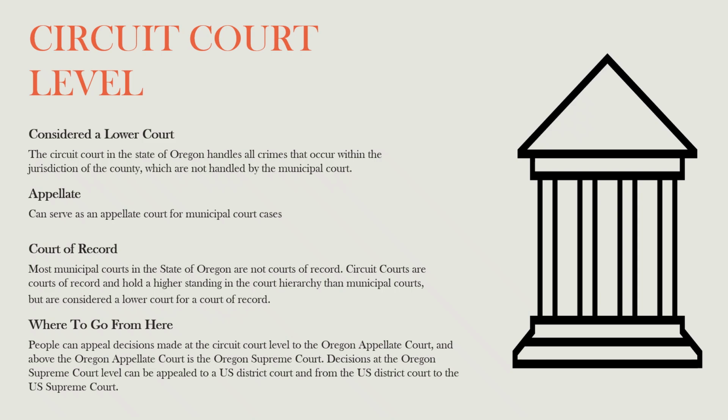People can appeal decisions made at the municipal court level, which is not a court of record, to the local circuit court. And when it comes to appealing decisions made at the circuit court level, they may appeal to the Oregon Appellate Court, and above the Oregon Appellate Court is the Oregon Supreme Court. And decisions at the Oregon Supreme Court level can be appealed to the U.S. District Court, and from the U.S. District Court to the U.S. Supreme Court.